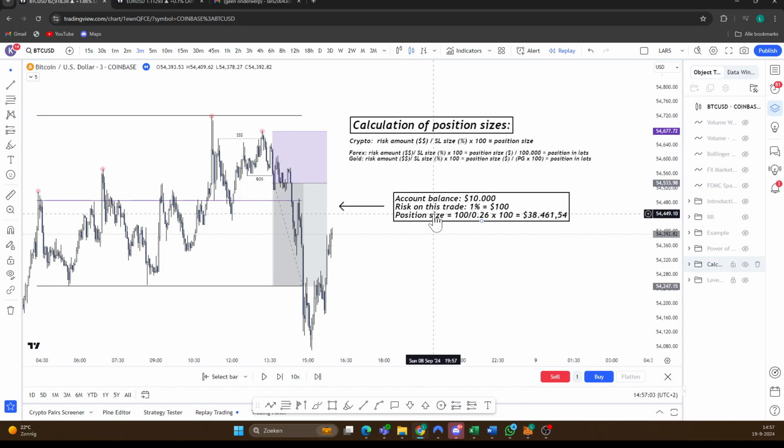Okay? So that's why I don't understand people talking about over leveraging. If you're over leveraging, it just means you're over risking, because you can use high leverage but still risk 1% of your account balance. They're not correlated, higher leverage does not mean higher risk. So hope this makes sense to you guys.